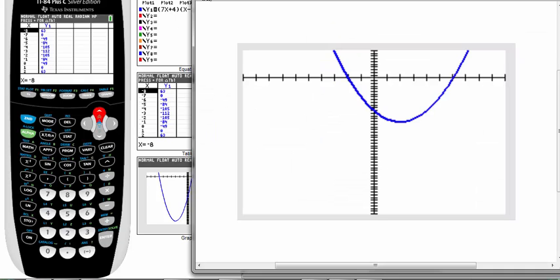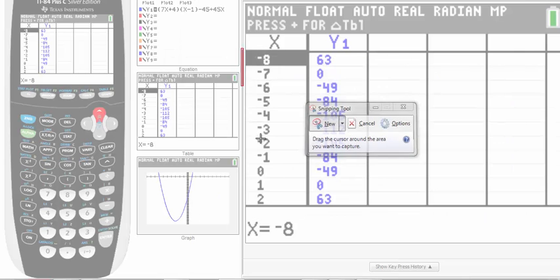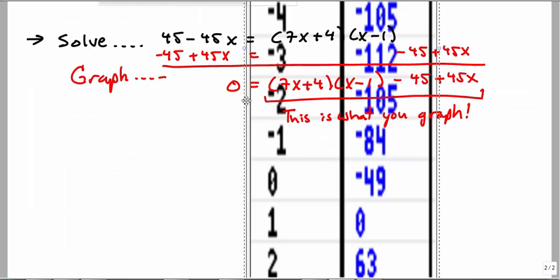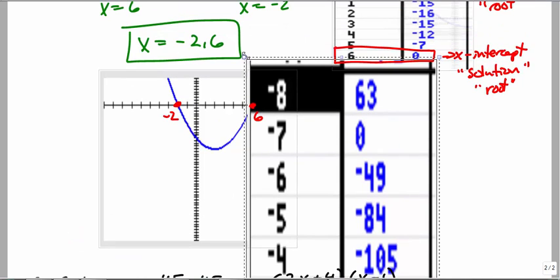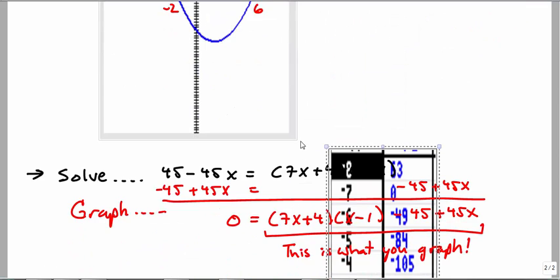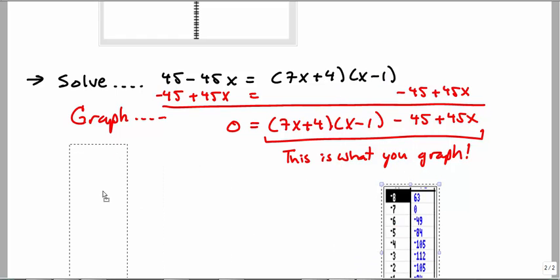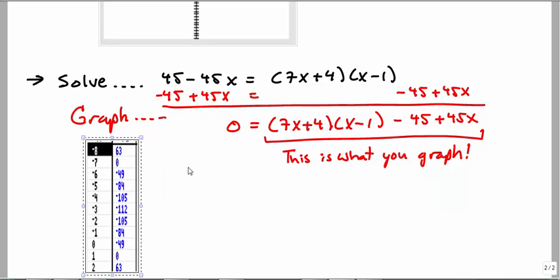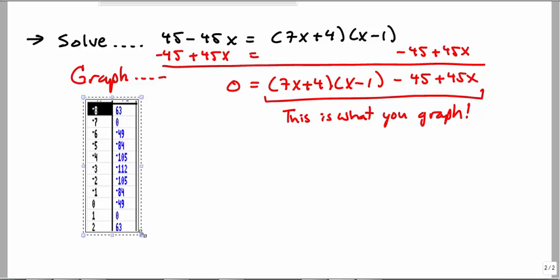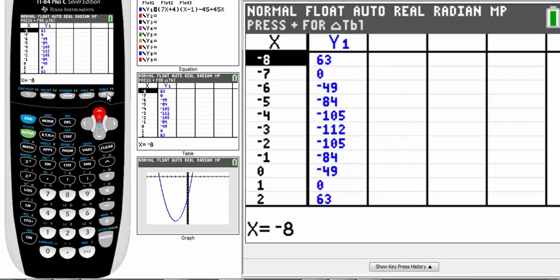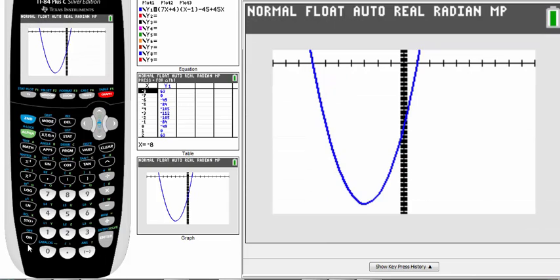So let's go ahead and grab this. We can see this in the table. Find our roots that way. And then we can also pull in the graph to see where it's crossing the x-axis. And where it's crossing the x-axis are also our solutions. So we'll make note of those solutions here in the table and then in our graph as well. So let's go ahead and look at that graph one more time.